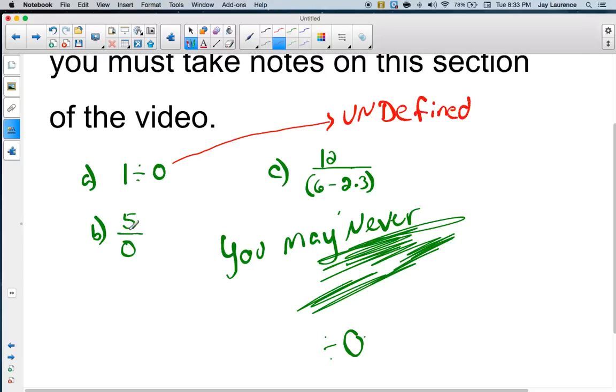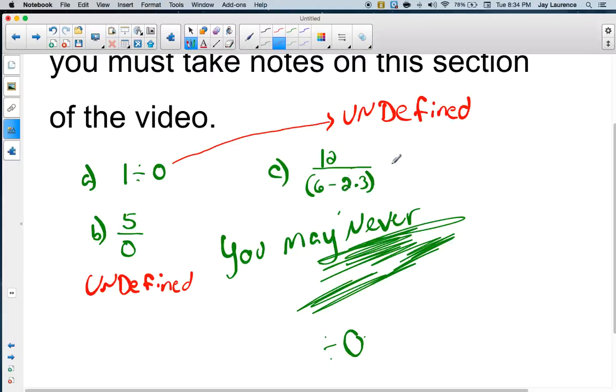Remember earlier in the video I said I'm not going to be using the division symbol much. I'm going to be using a fraction bar. This fraction is 5 divided by 0, which means it's undefined. You cannot divide by 0. You're not allowed to. There's no way to do it. Okay, if you want more explanation on that, come see me.